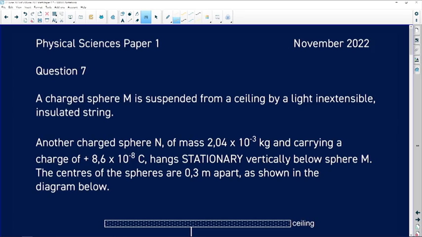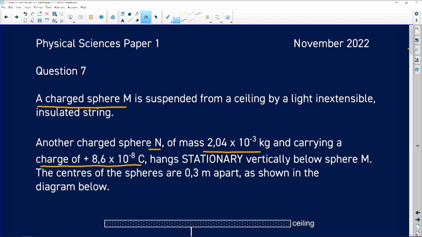Grade 12, let us now look at Physical Sciences, Paper 1, November 2022, question 7, which is Electrostatics. Let us get straight to the question. Question 7: a charged sphere, M, is suspended from a ceiling by a light, inextensible insulated string. Another sphere, N, which has a mass of 2,04 times 10 to the power negative 3 kilograms and carries a charge of 8,6 times 10 to the power negative 8.